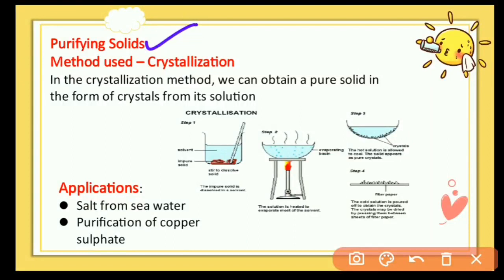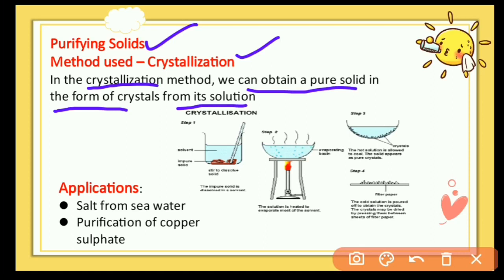Purifying solids. For purifying solids, the method used is crystallization. In the crystallization method, we can obtain a pure solid in the form of crystals from its solution. So to obtain a pure solid from its crude sample, we use the crystallization process.